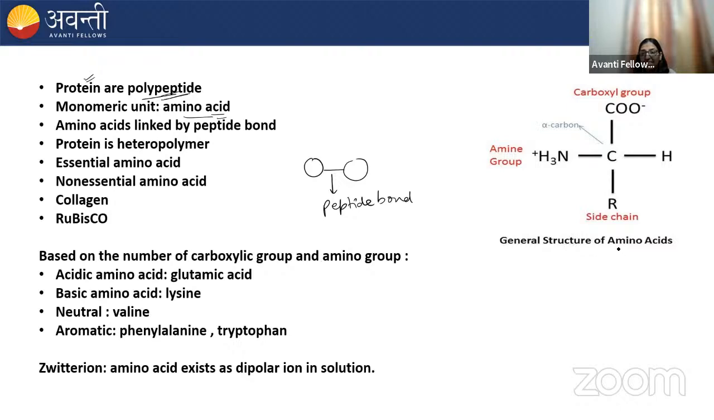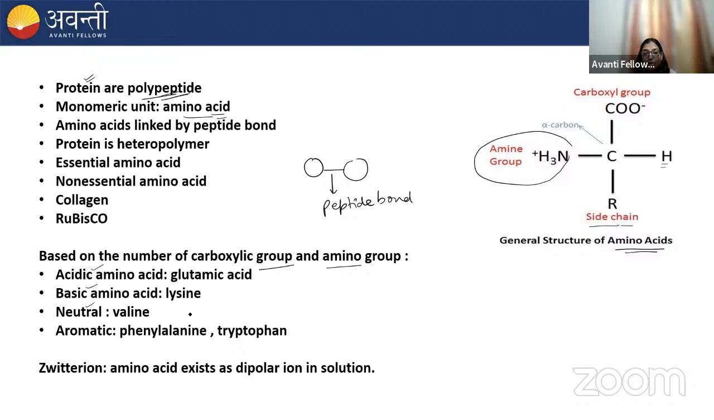This image is showing the structure of an amino acid. The amino group is present, the carboxylic group is present, the side chain R is present, and this hydrogen. This is the normal structure of the amino acid. Depending upon the number of carboxylic and amino groups, the amino acid could be acidic, basic, or neutral.